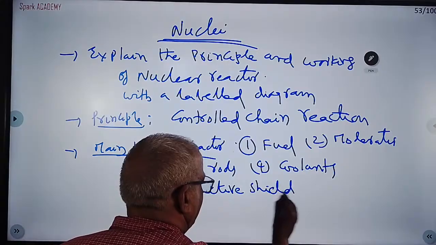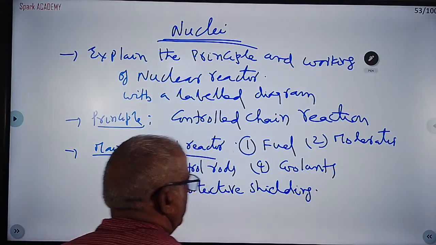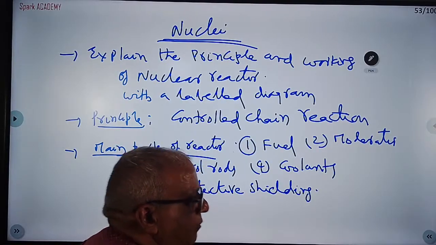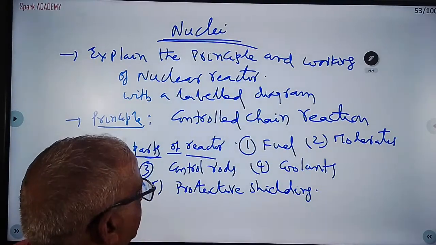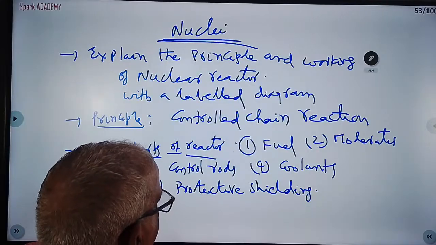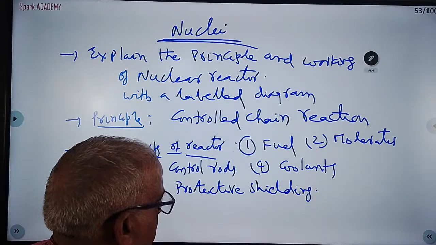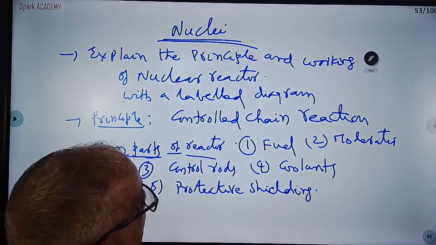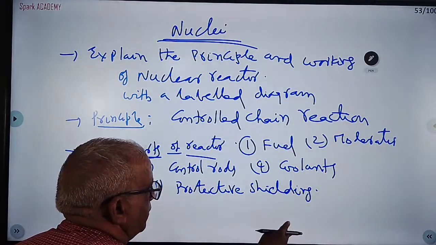Why is protective shielding there? To protect human life. Protective shielding is there, as at the Bhabha Atomic Research Centre in Bombay. So the nuclear reactor has fuel, moderator, control rods, coolants, protective shielding. These are the parts. I am drawing the diagram now on the next page and I will explain each part.